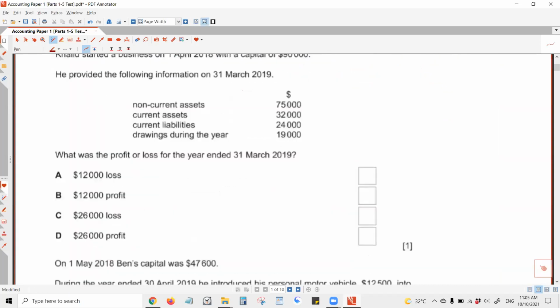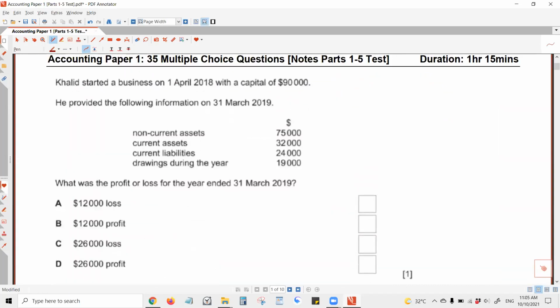First one, this question you did before. You did it with me many months ago. You saw this question in part 2. The question asks, what was the profit or loss for the year ended 31st March 2019? You have been given that the business started on 1st April 2018 with capital of 90,000. You have just started your business on this day, so you call this opening capital, the beginning of the year.